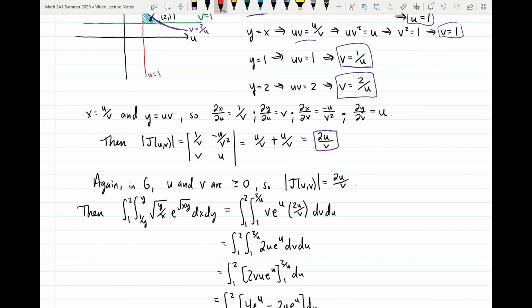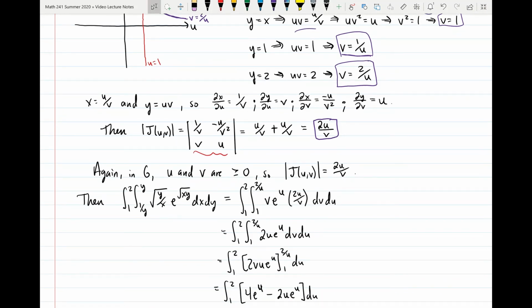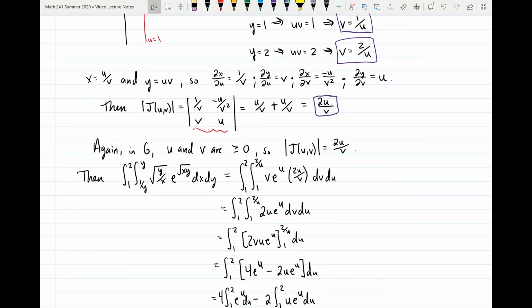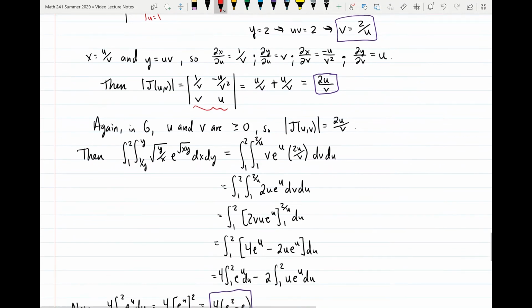So we have this following 2 by 2 matrix right here, and we take the determinant of that matrix, and ultimately that determinant is going to be equal to 2 times u over v. Again, because u and v are greater than or equal to 0, the absolute value of the Jacobian here is still going to just equal 2 times u over v. So we don't have to worry about any absolute value signs.